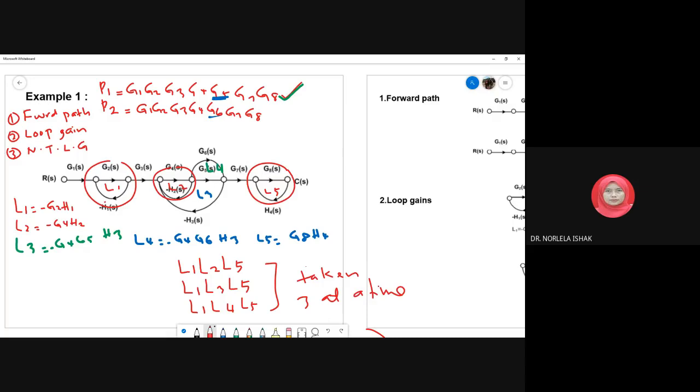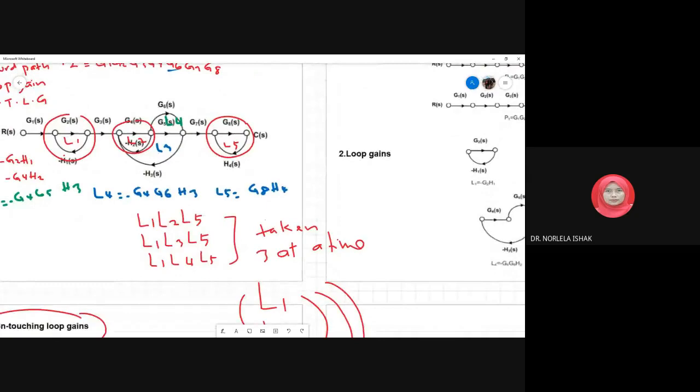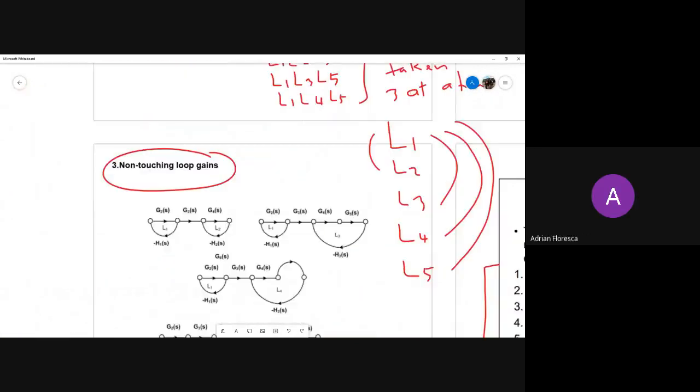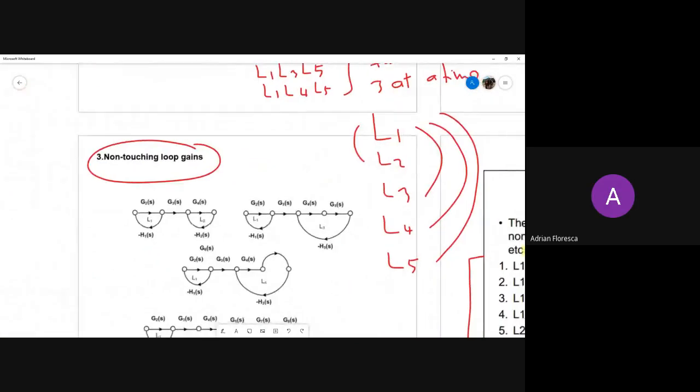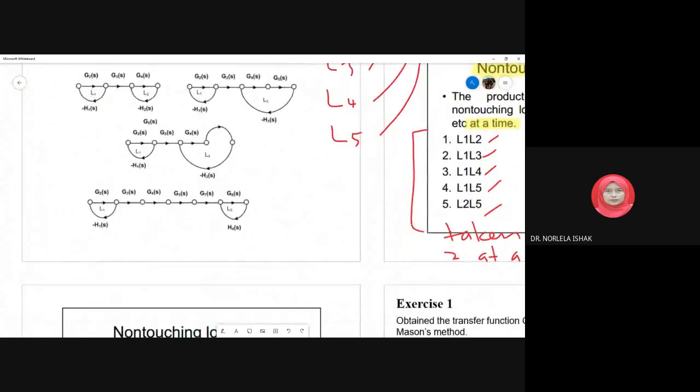Is it have taken 4 at a time? Ada tak yang taken 4 yang tak bersentuh 4-4? Ada ke tak ada? Tak ada kan? So now we don't have any taken 4 touching each other at a time. Okay, so jadi, now kita dah habis kat sini.